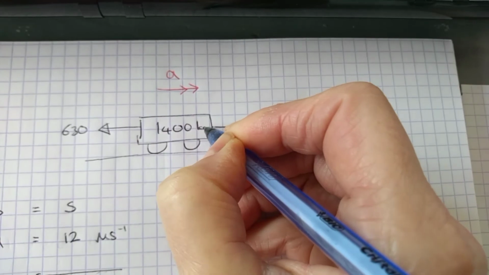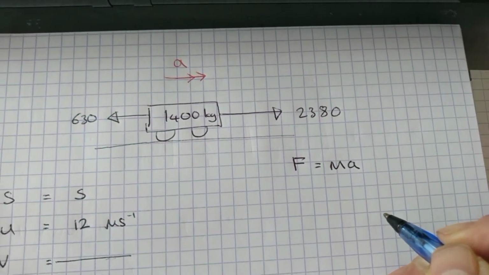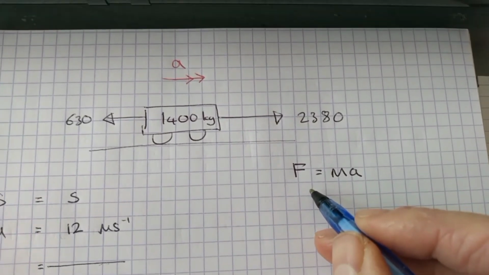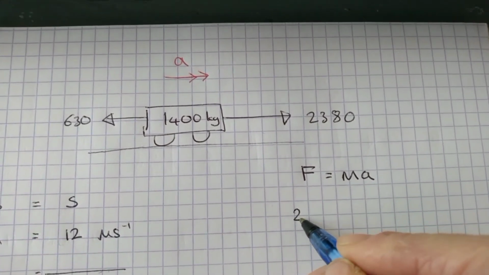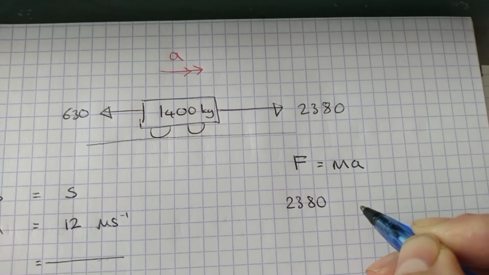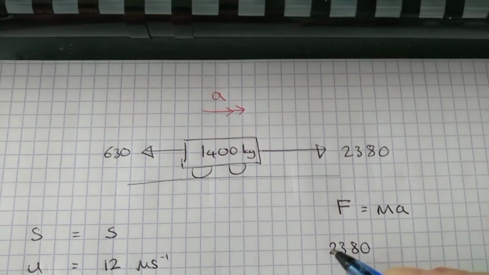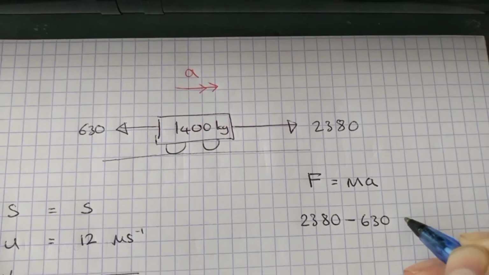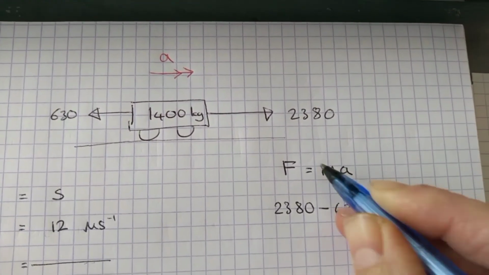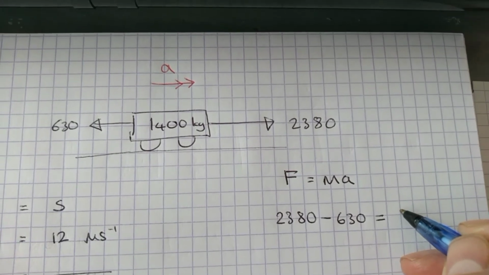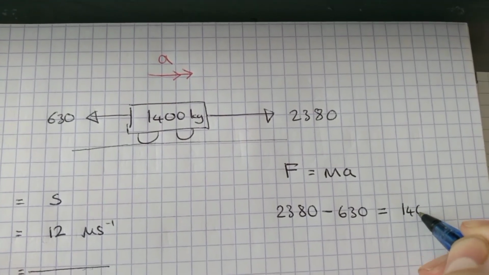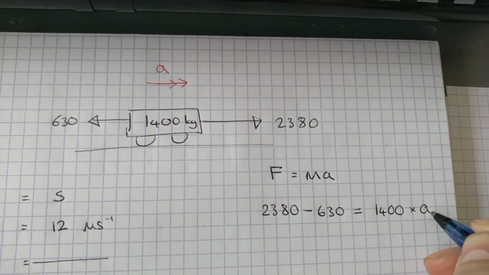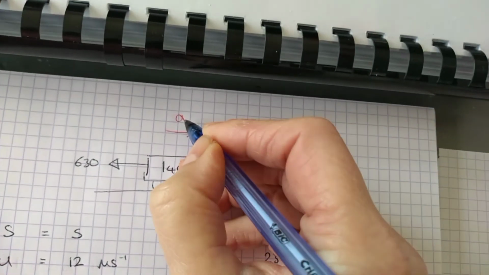The forward force is 2,380 minus the resistive force 630. That's the net force. And on the ma side, we have the mass of 1,400 times the new acceleration. I could call this A2 if I want to be really clear. I don't mind what you call it. Could call it B if you want. I don't mind. Or X. Go for it. As long as you remember it's acceleration.